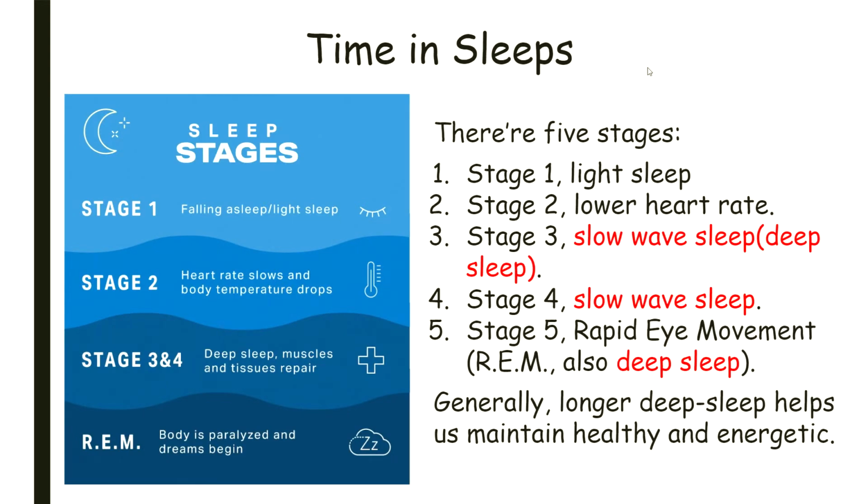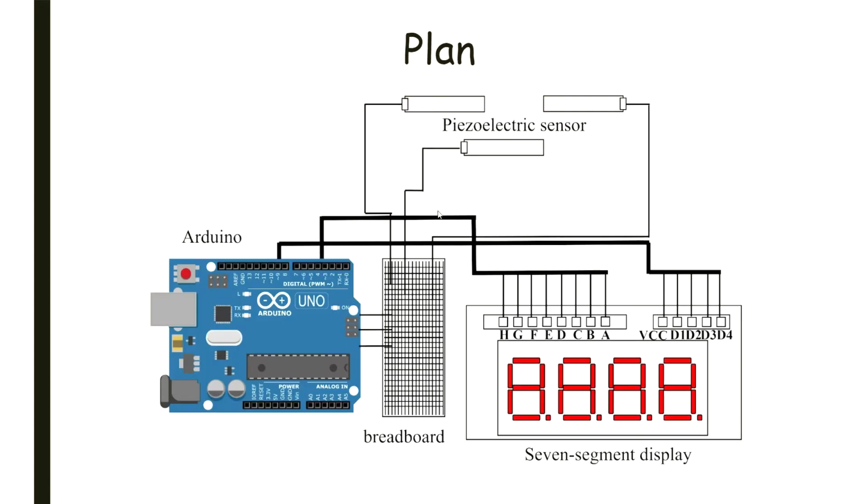Here is our sleep period. We want to do that with an Arduino, a sensor and a display unit. Our display unit uses a 7-segment display because we only want to show the time by minute, so it is enough.